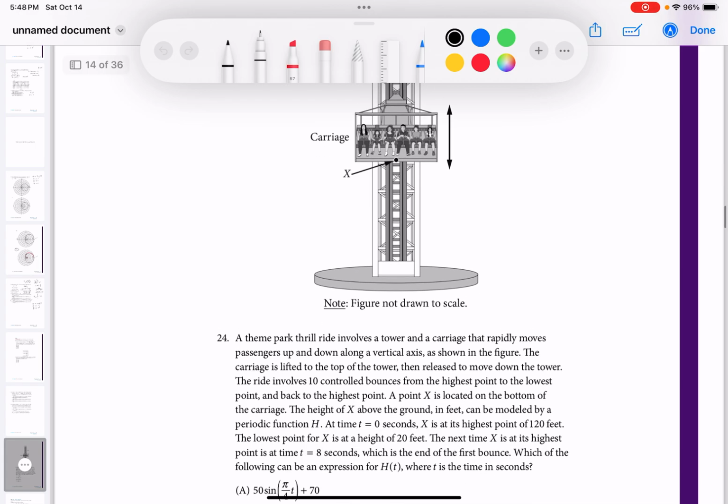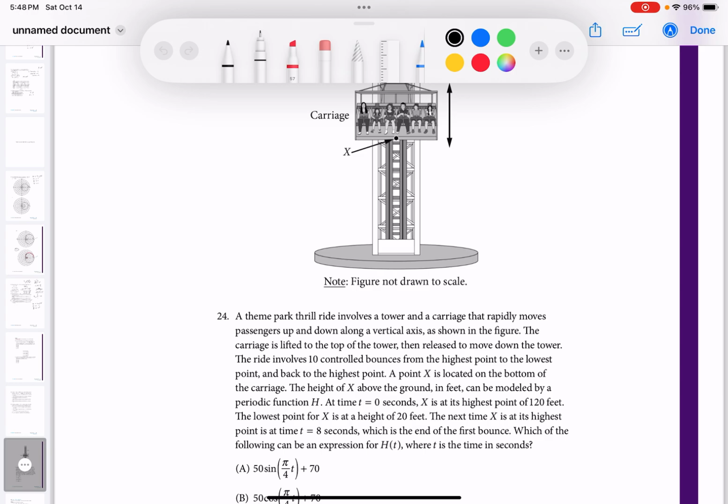on and on. So the point X is located on the bottom of the carriage. I do see that in the picture, and it's above the ground in feet. It can be modeled with a periodic function h. So I'm going to say h is a periodic function h. I'm going to say it's a function of time looking at that. So I'm going to say h of t. All right? And let's just take a look at what they said. I'm just reading it. It says at time t seconds, x is at its highest point, 120 feet.